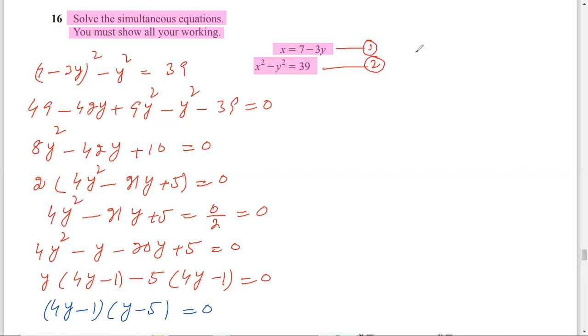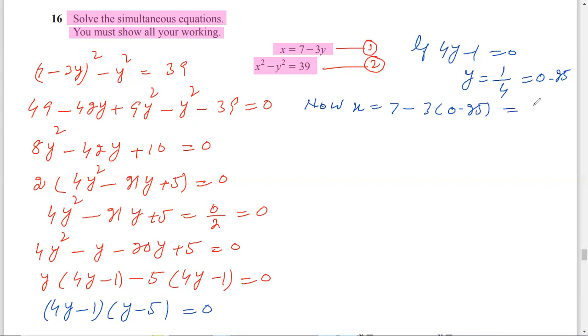So in this way, if 4y minus 1 is equal to 0, then y is equal to 1 over 4 or 0.25. To get the corresponding value of x, if y is 0.25, then we can use equation number 1. Now x is equal to 7 minus 3 into 0.25. So that is equal to 6.25. In this way, the first point is 6.25, 0.25.